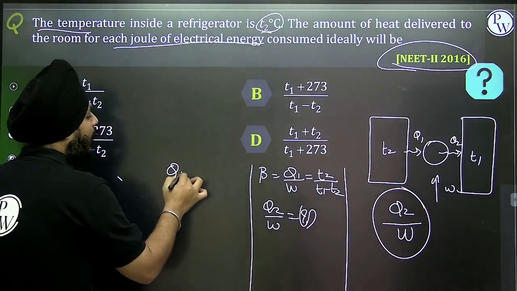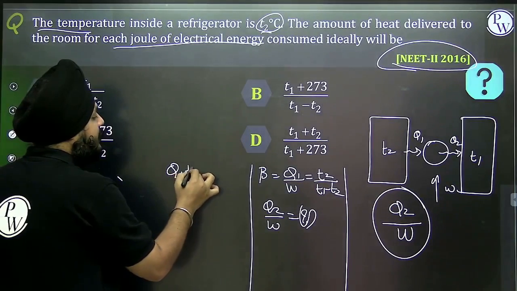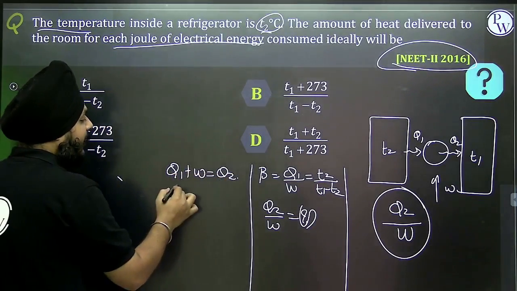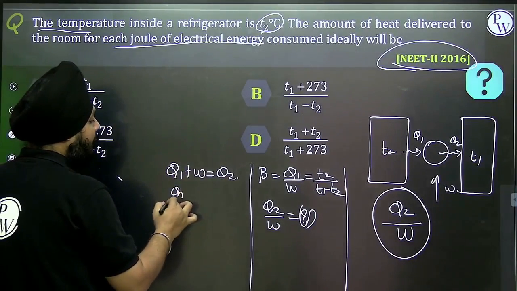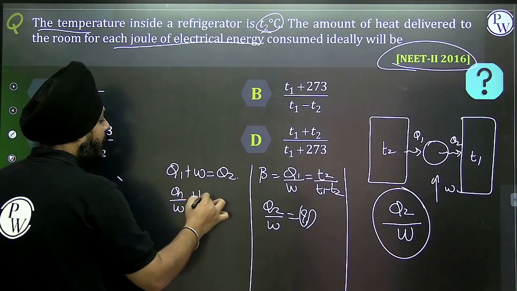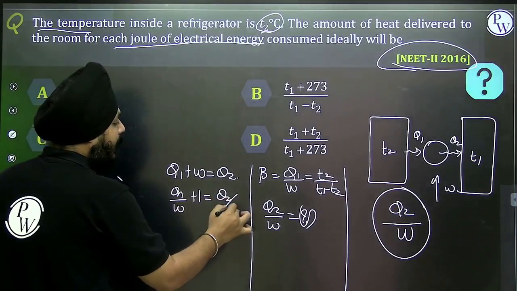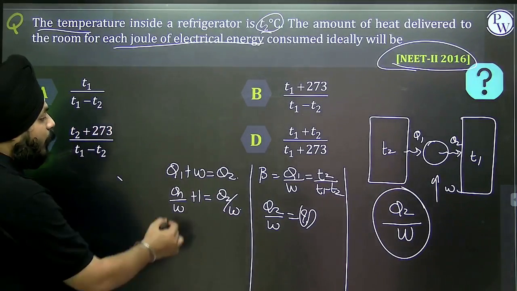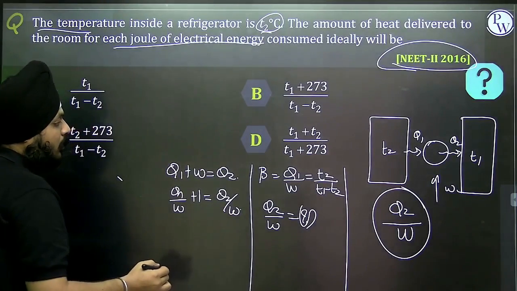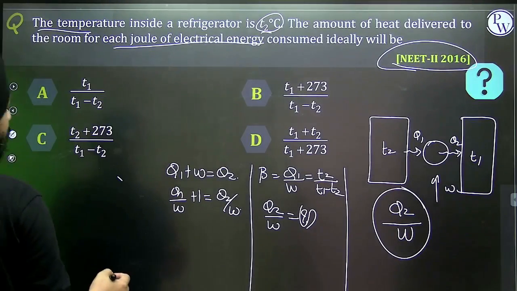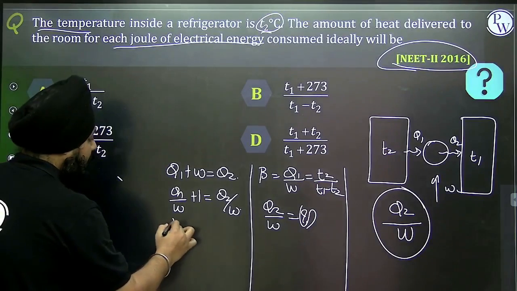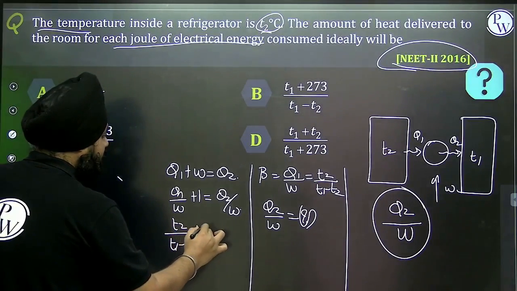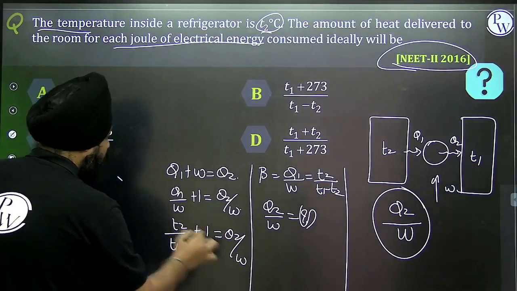Can we write Q1 plus W, that is equal to Q2. So if you are writing it as Q1 by W plus 1, that is equal to Q2 by W. Here we will get the value of Q2, right? Now what is the value of Q1 by W? This will be T2 by T1 minus T2 plus 1 is equal to Q2 by W.